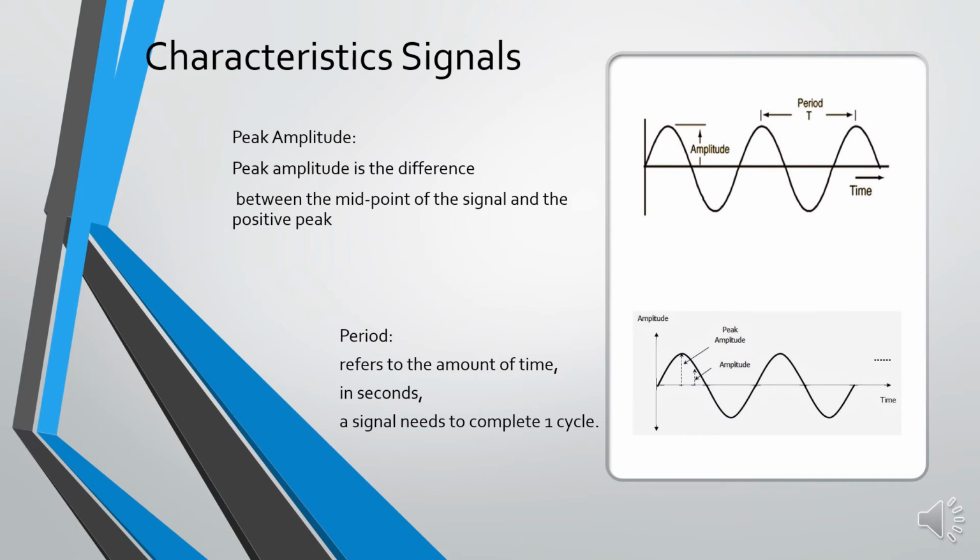Let's get to know some words that we are using when learning signals. Peak amplitude. Peak amplitude is the difference between the midpoint of the signal and the positive peak. It can be the negative peak also, but it should be a distance. Period refers to the amount of time in seconds a signal needs to complete one cycle.